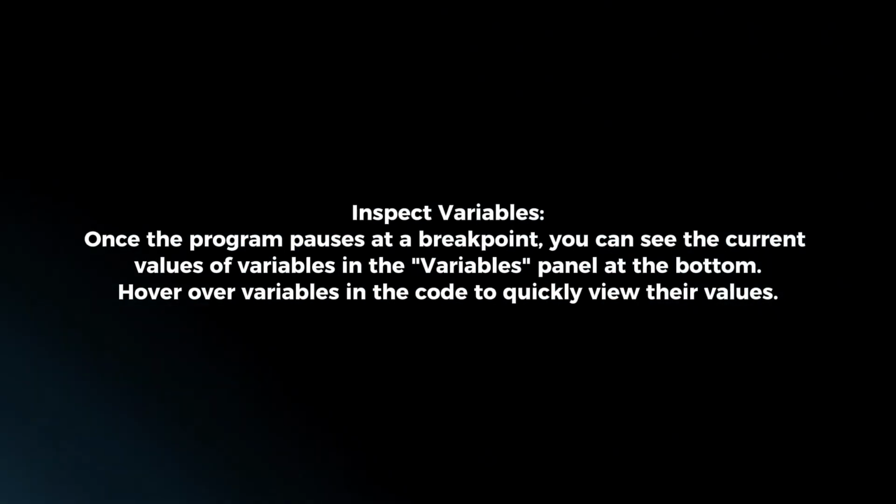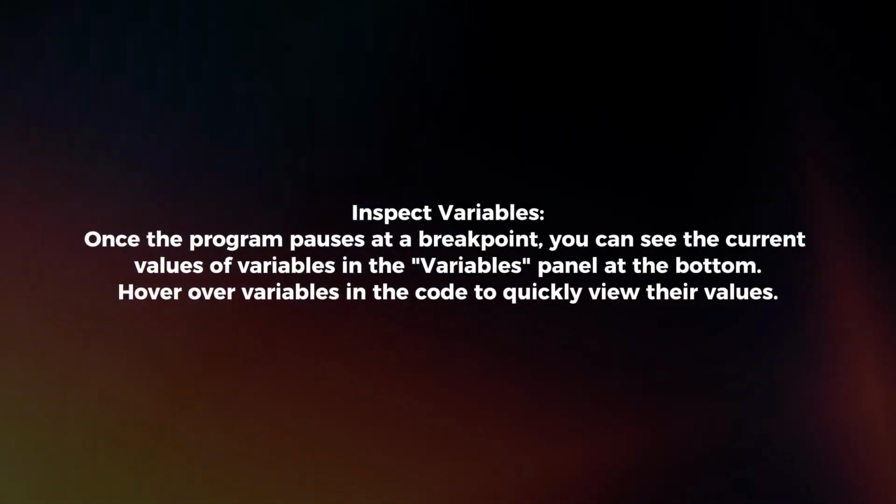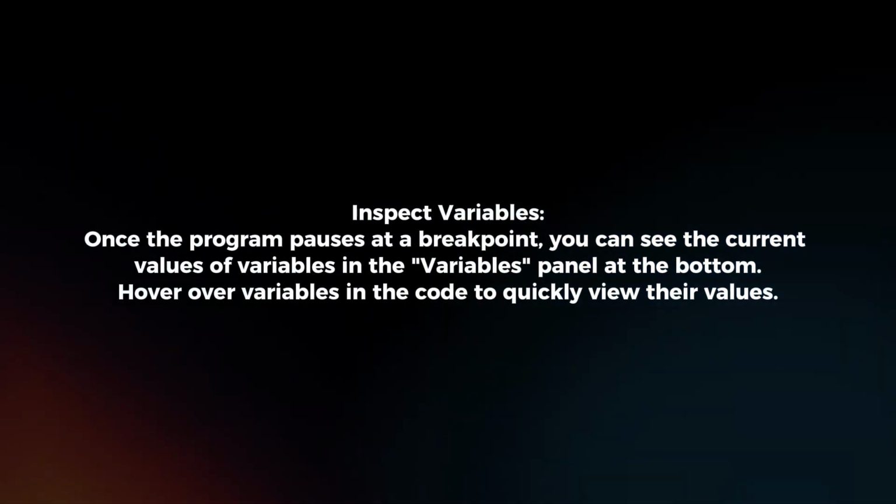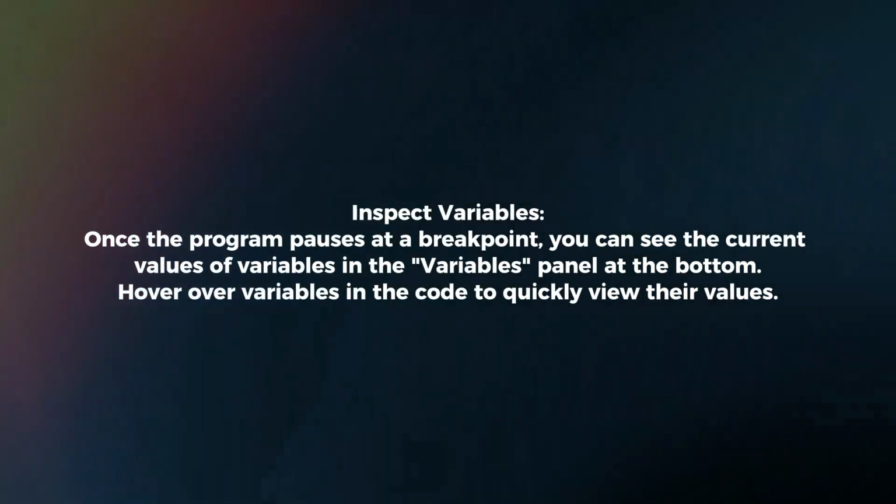Inspect variables. Once the program pauses at a breakpoint, you can see the current values of variables in the Variables panel at the bottom. Hover over variables in the code to quickly view their values.